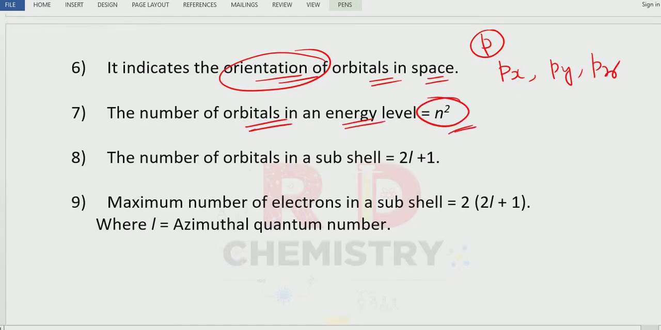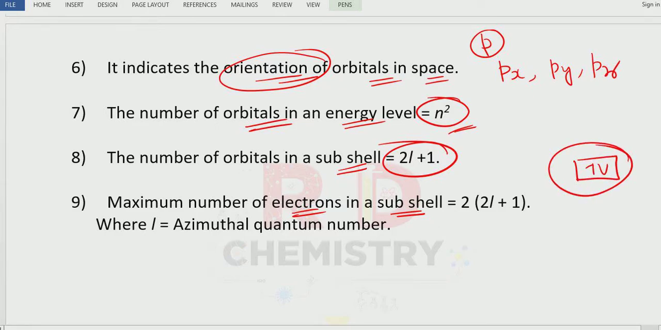Remember this formula: the number of orbitals in a subshell is equal to 2l plus 1. Each orbital can have a maximum of 2 electrons, so the number of electrons in that subshell is 2 into 2l plus 1, where l is the azimuthal quantum number.